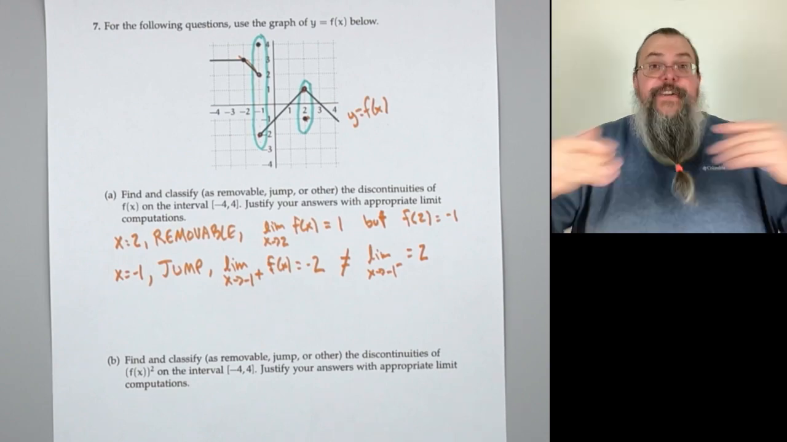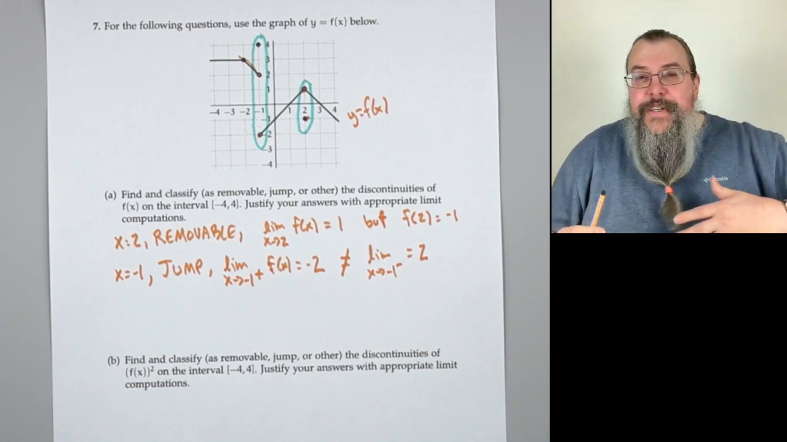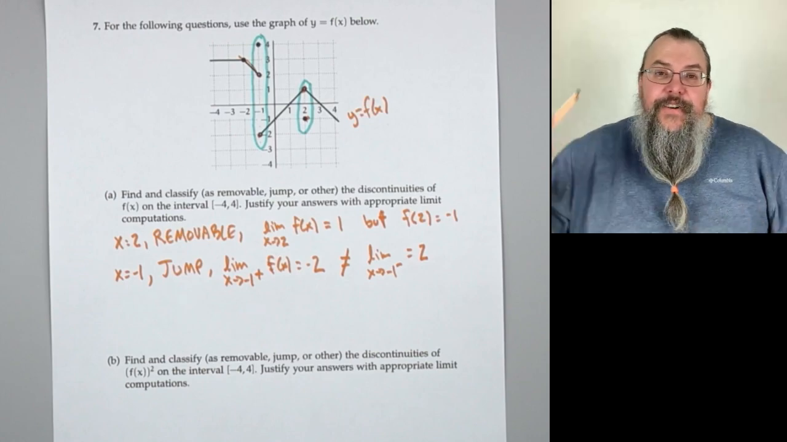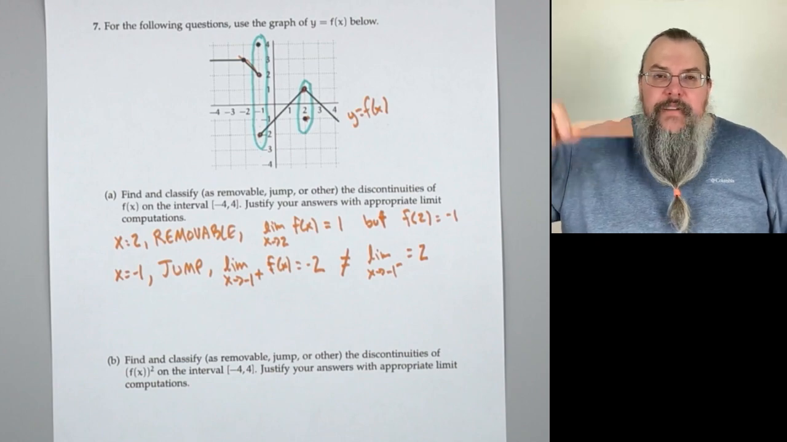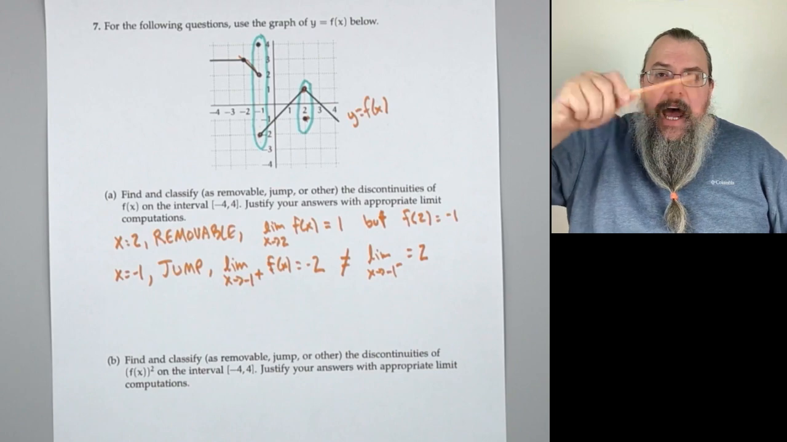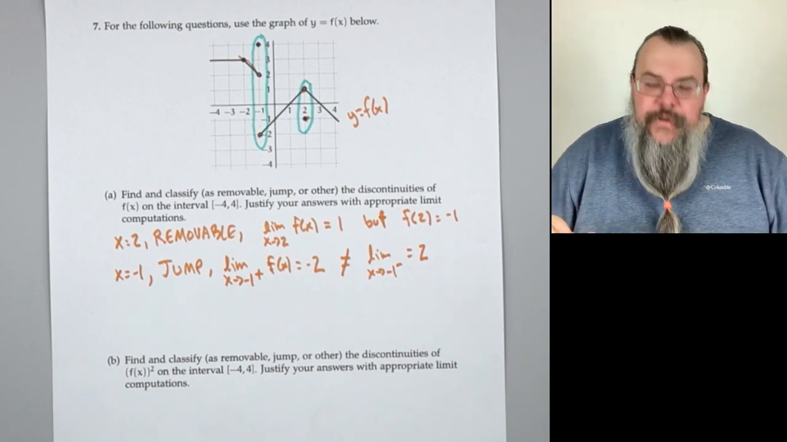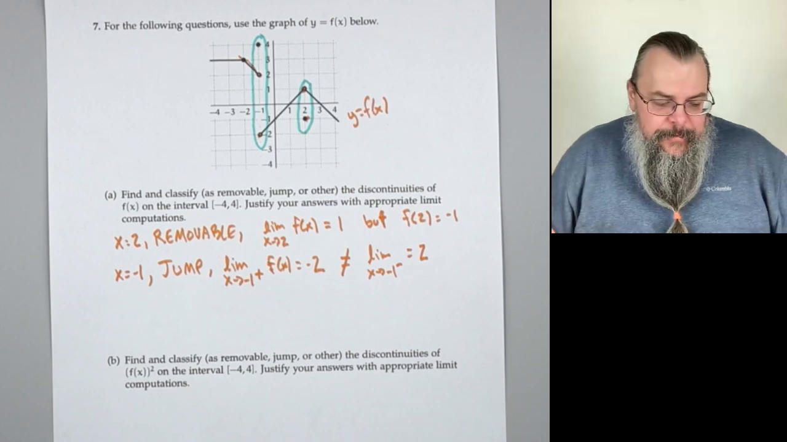Other says infinity is involved. Or the limit just can't even exist. So I should say like sine of 1 over x. If you're familiar with sine of 1 over x, it goes crazy near 0. But okay, other is where the limit doesn't exist. We'll just put it that way.